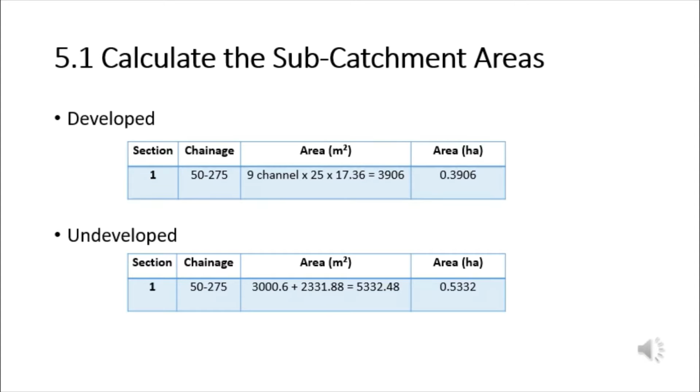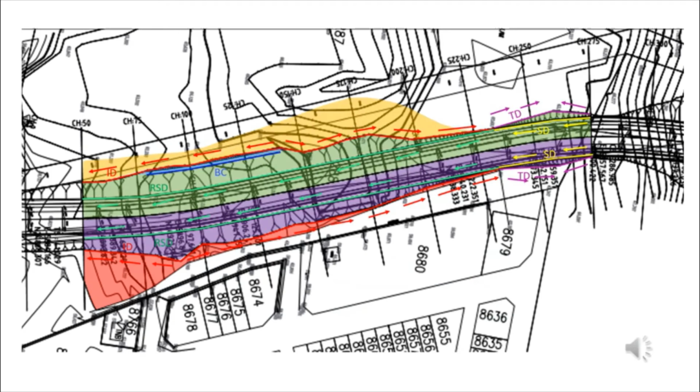Now I will present the calculation in our project. 5.1 Calculate the sub-catchment area. For sub-catchment area there are two types. The first one is the developed area, the second one is the undeveloped area. In our project, our developed area is 0.3906, and the undeveloped area is 0.5332.